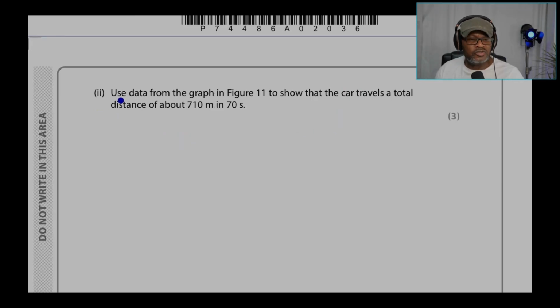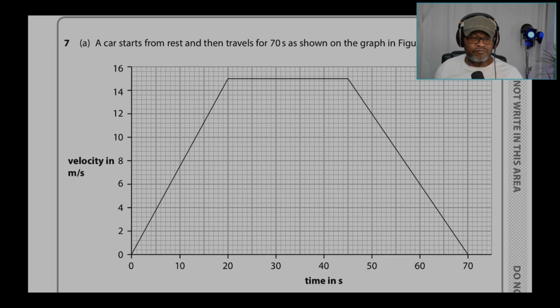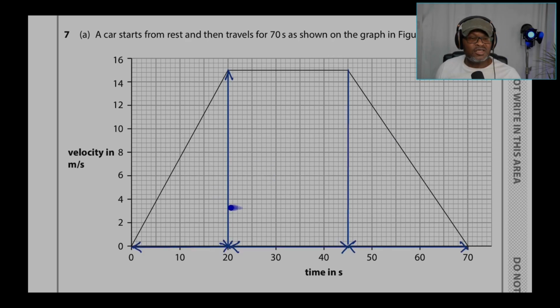Part 2, use data from the graph in figure 11 to show that the car travels a total distance of about 710 meters in 70 seconds. What that meant is we need to find the total area under that graph. The area under the velocity time graph is the distance or displacement. We need to split that into 3. This is a right angle triangle, rectangle, right angle triangle. We know how to find the area of these 3.